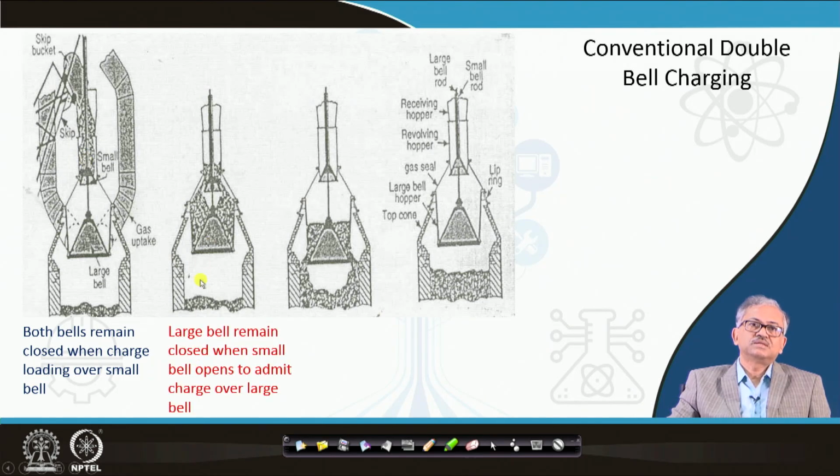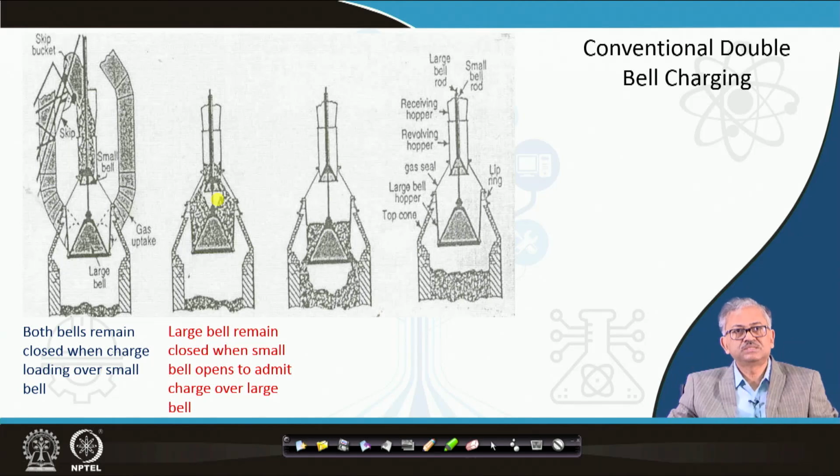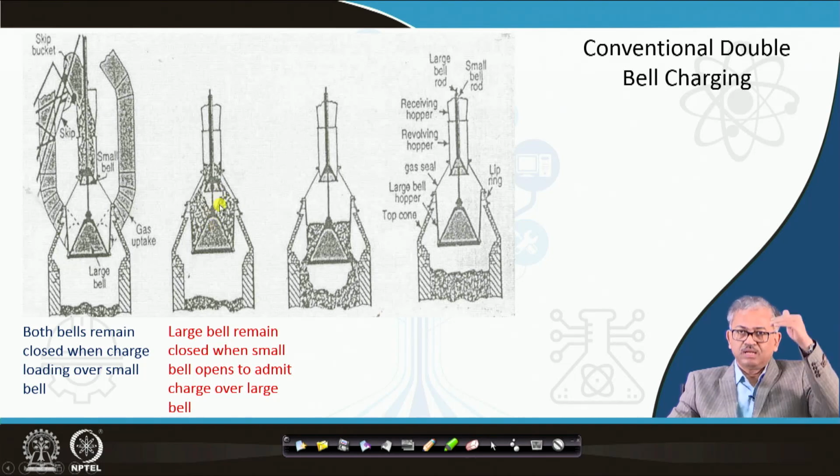You can find that the large bell remains closed when the small bell opens to admit the charge over the large bell. Basically, here your large bell remains closed and the small bell is lowered a little. If you just lower it, it will give the passage for the material to flow from the small bell over to the large bell. You can see from here the material is loading over the large bell and the small bell has been lowered.